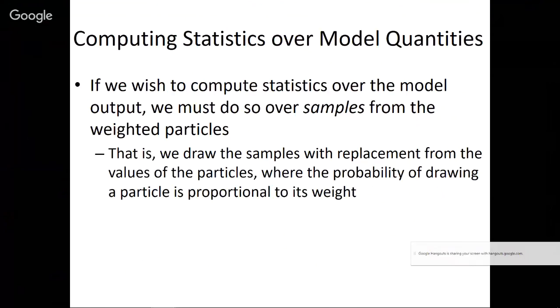We can then perform statistics over model quantities, and we can do so by sampling from the particles and performing those statistics over them. So if we want to look at the mean number of infected people in the population as estimated by the particle filtering, we draw samples with the probability of drawing each sample proportional to their weight, and we take the mean over those samples we've drawn.